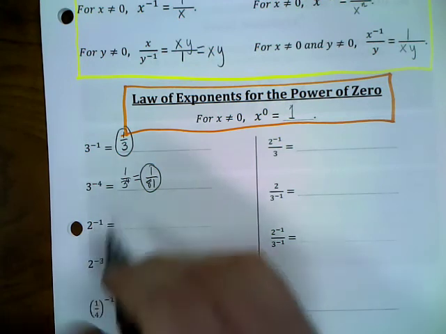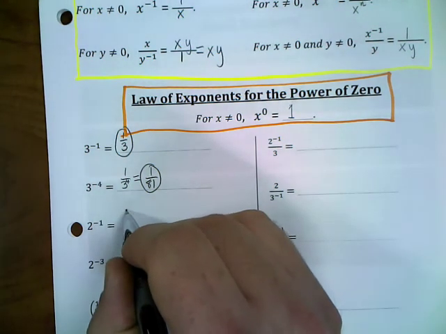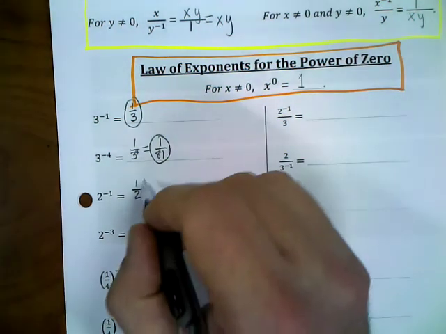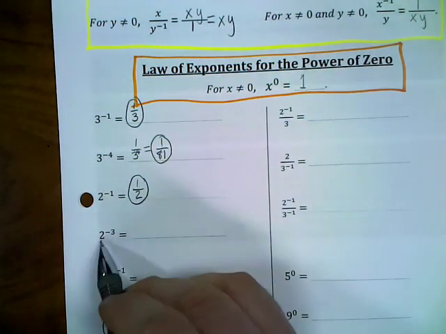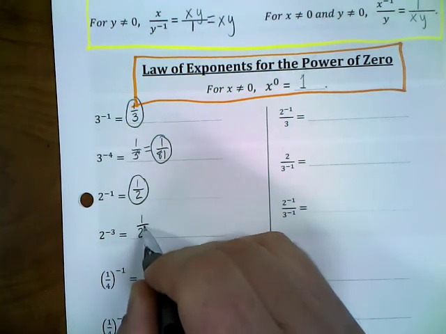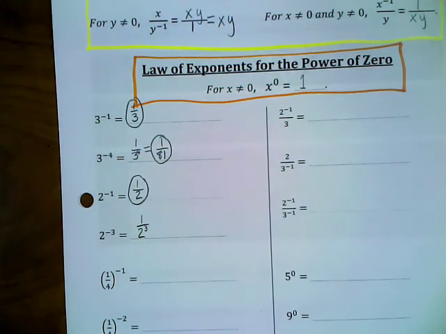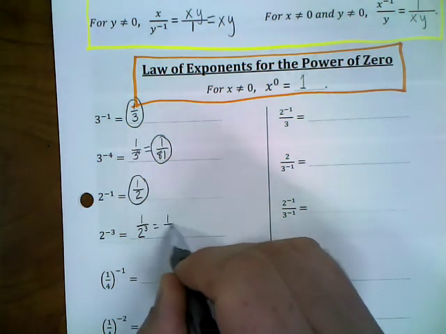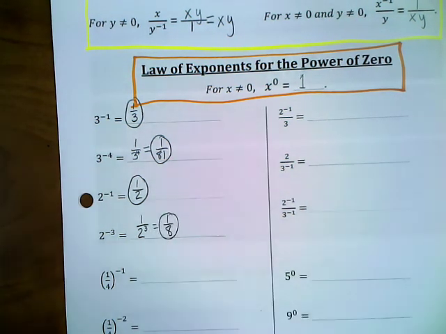Likewise, down here, a negative first power would just make this 1/2. But a negative third power, the negative would make a reciprocal, but the 3 would still be the exponent of 2. Now, 2 to the third power means 2 times 2 times 2. 2 times 2 is 4, times 2 again is 8. So 1/8.